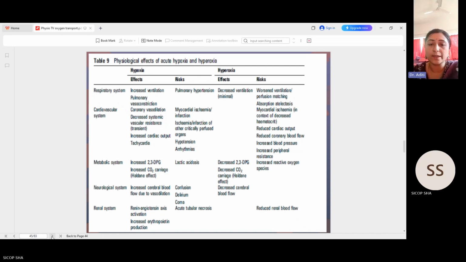lactic acidosis. At the neurological level, when the body is deprived of oxygen, there could be a state of confusion, delirium, and worst case is coma. Or when we talk about the renal system, it can result in acute tubular necrosis causing acute kidney failure. Next is hyperoxia.